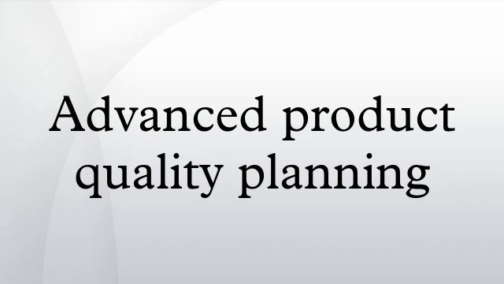APQP consists of 5 phases: plan and define program, product design and development verification, process design and development verification, product and process validation and production feedback, launch, assessment and corrective action. There are 5 major activities: planning, product design and development, process design and development, product and process validation, production.